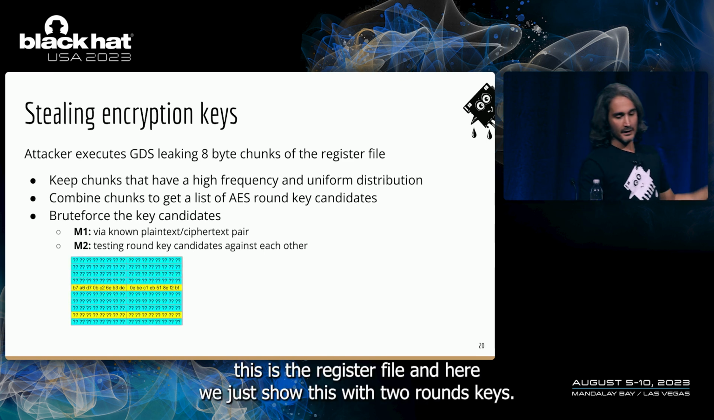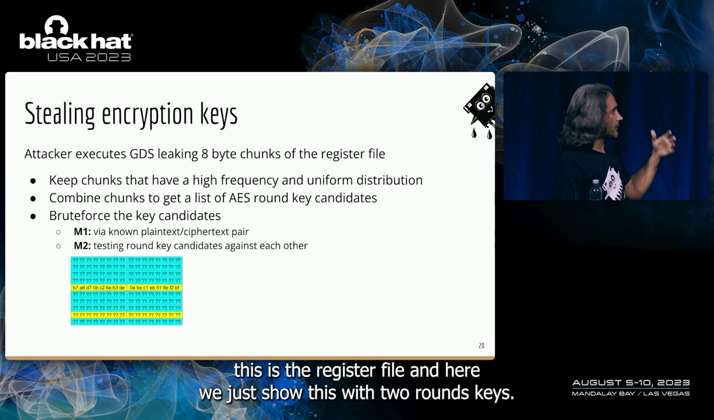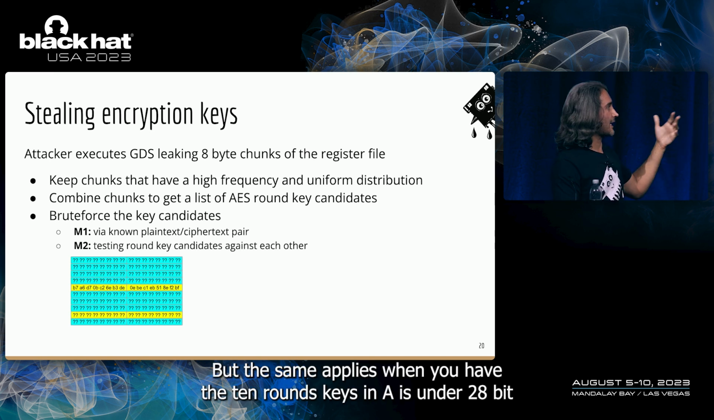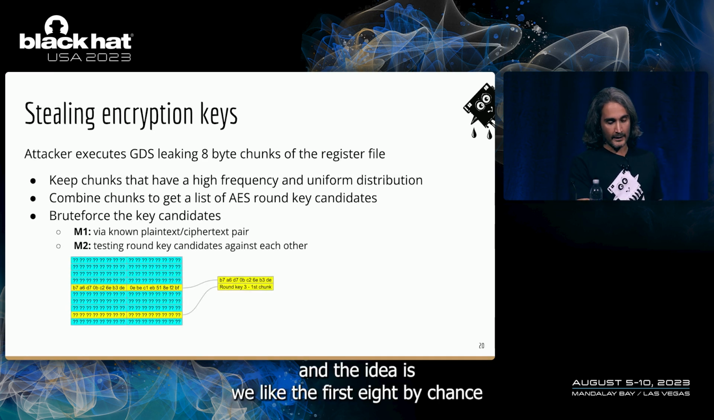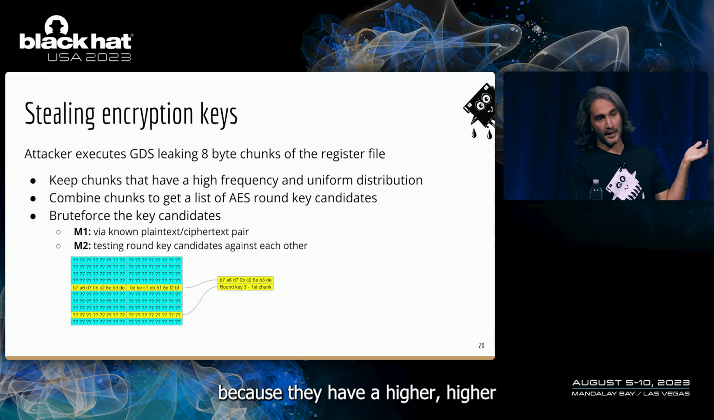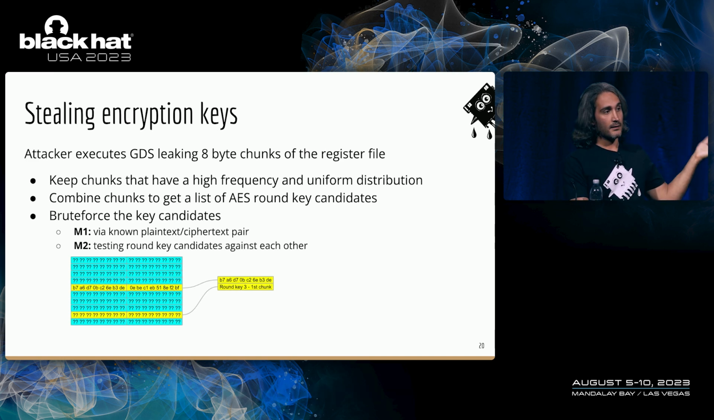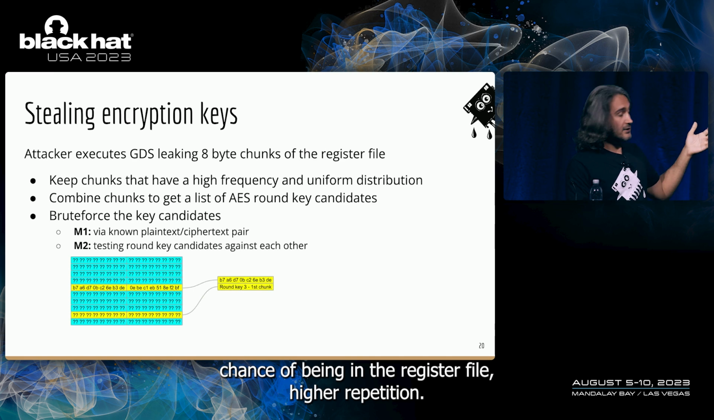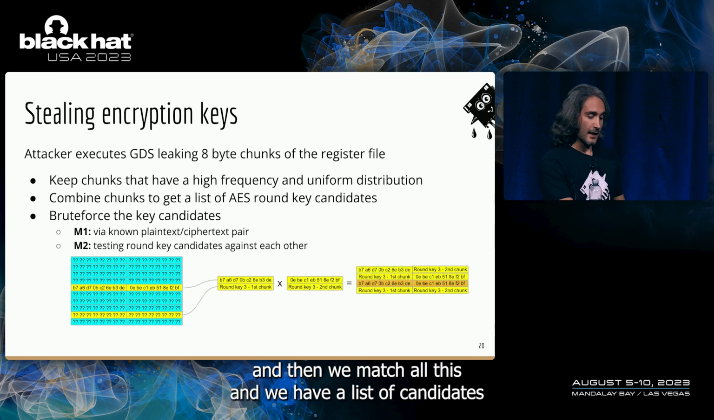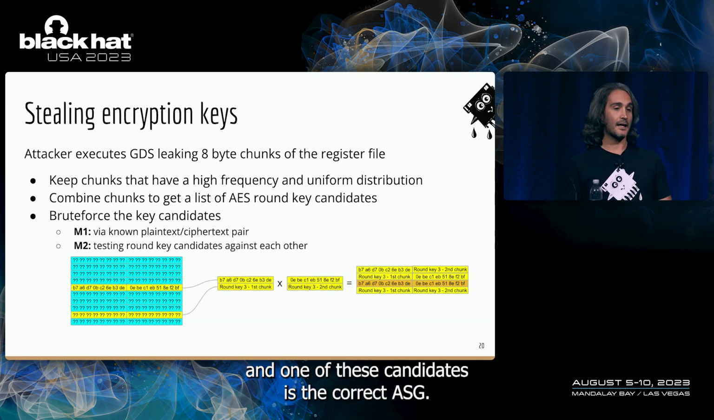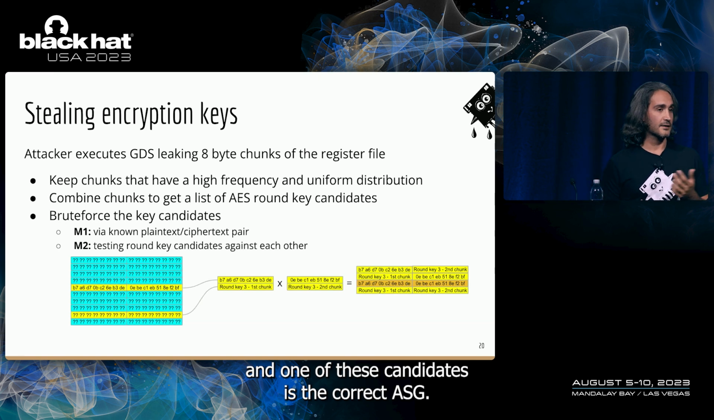So imagine this is the register file, and here we just show this with 2 round keys, but the same applies when we have the 10 round keys in AES 128-bit. And the idea is we leak the first 8-byte chunks because they have a higher chance of being in the register file, higher repetition. Then we do the same thing for the second one, and then we match all this, and we have a list of candidates. And one of these candidates is the correct AES key.